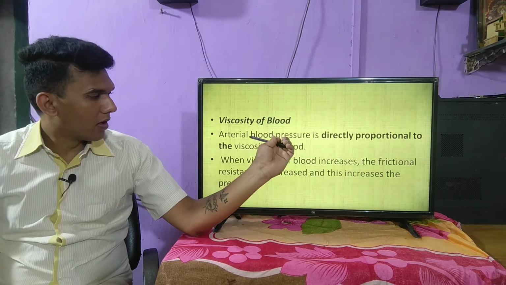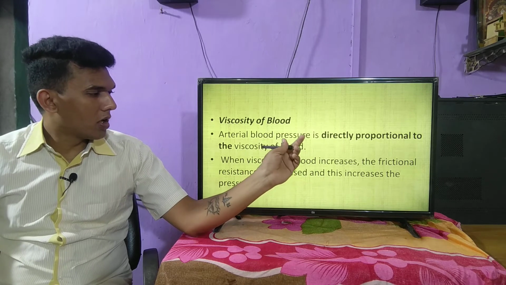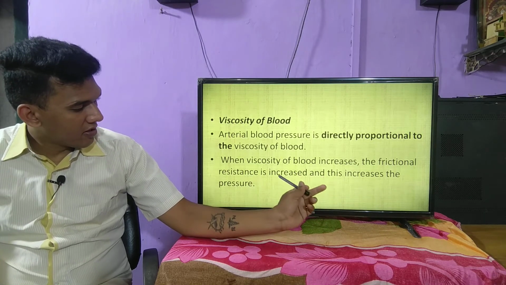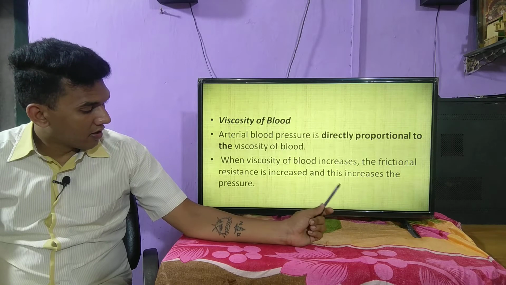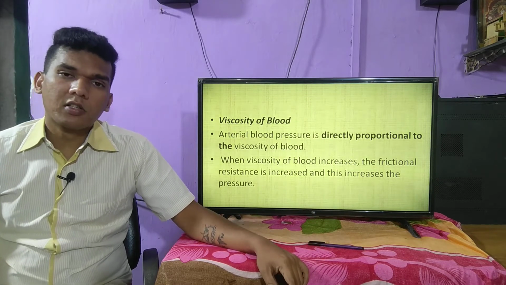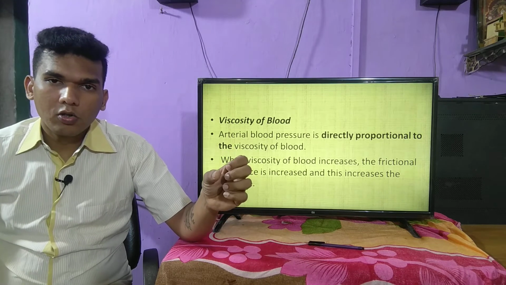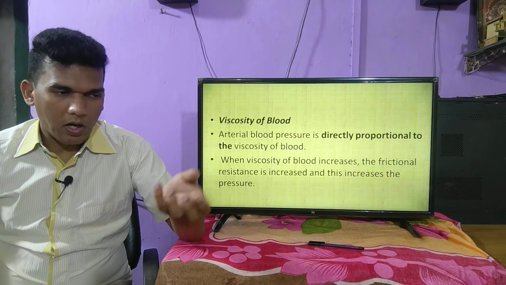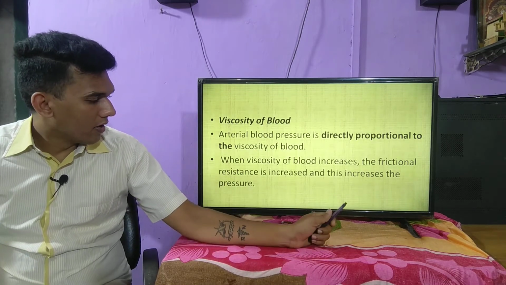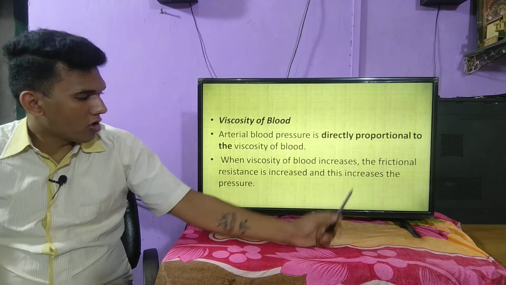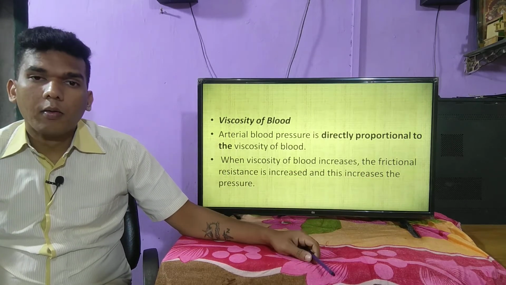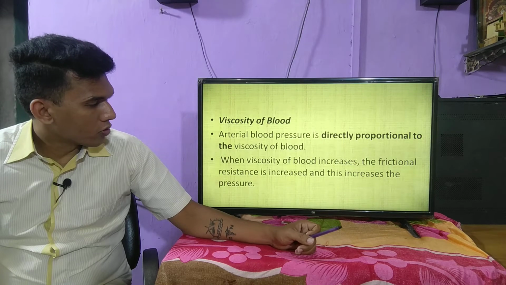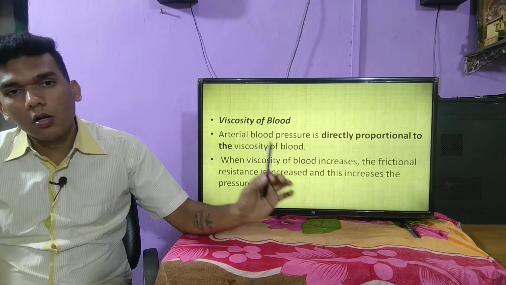Next is the viscosity of the blood. Arterial blood pressure is directly proportional to the viscosity of the blood. When viscosity of the blood increases, the frictional resistance is increased and this increases the pressure. Viscosity means thickness. When blood gets thick, it is hard to flow through the artery, and that will increase the friction. Because of the friction, there is an increase in the blood pressure. So it is directly proportional to the viscosity of the blood.